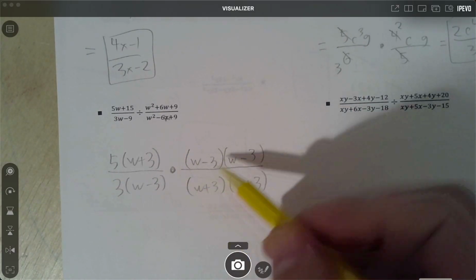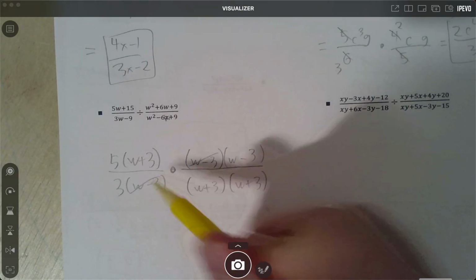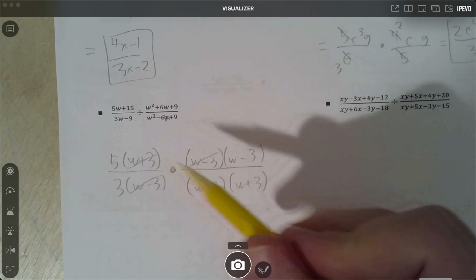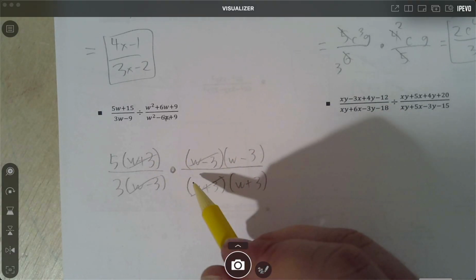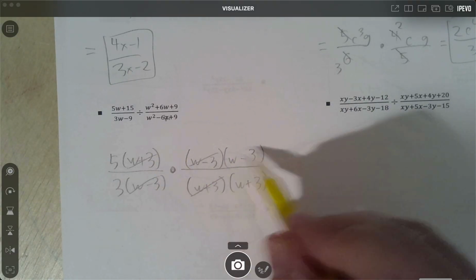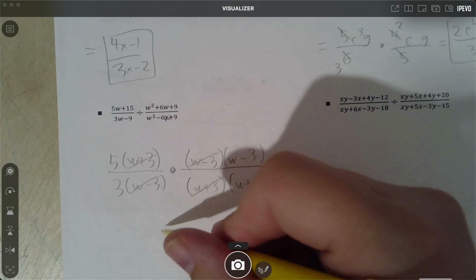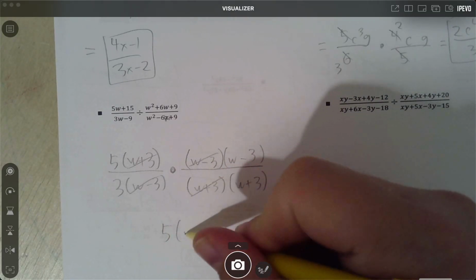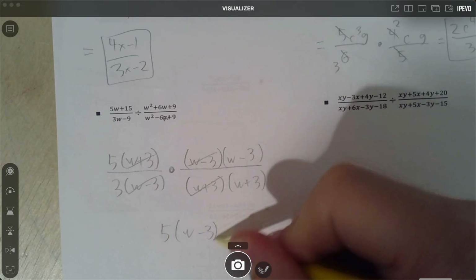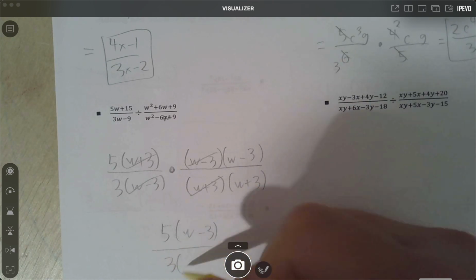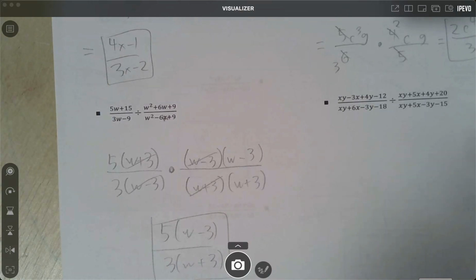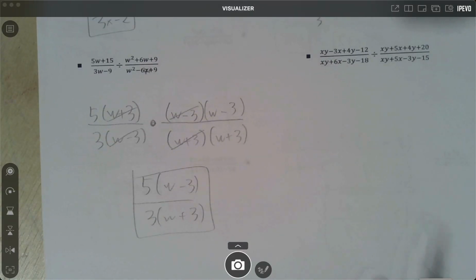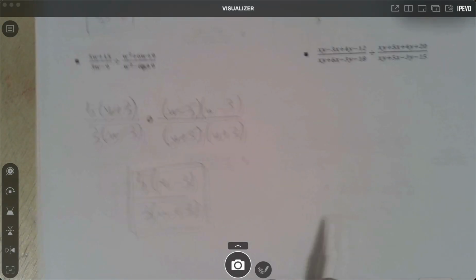Okay, now as long as there's something on top, W minus 3, they cancel. A W plus 3 with the W plus 3 cancels. And you can only cancel 1 for 1, right? You can't take this extra W minus 3 with it or something. Only 1 for 1. And so we're left with 5 W minus 3 over 3 W plus 3. And we're done because not everything is a perfect match multiplied out on top and bottom. So that's as simple as it gets.